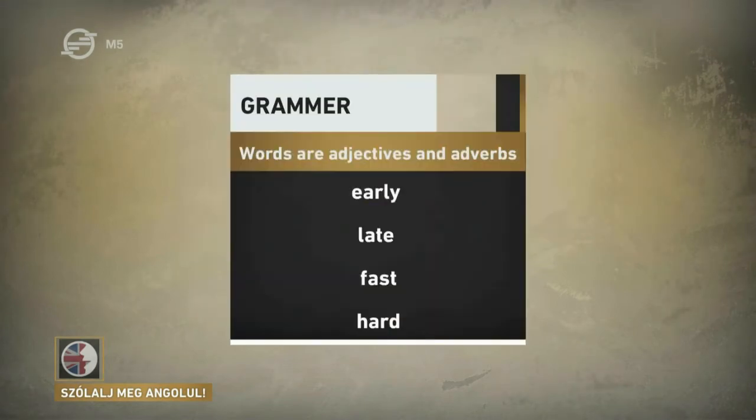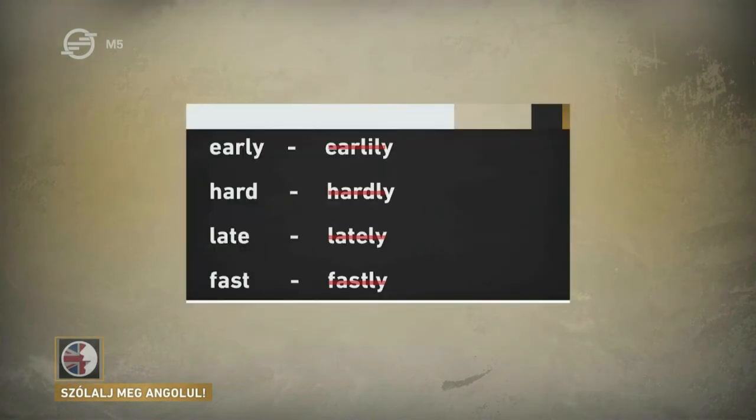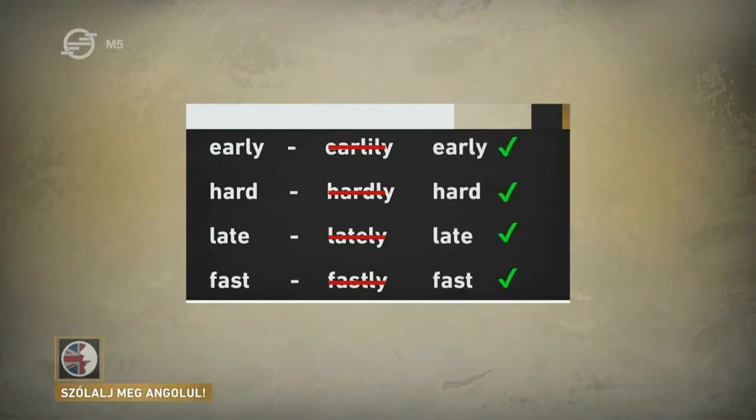There are a few words like this in English. The words early, late, fast and hard are adjectives and adverbs. There is no change in spelling. We don't add anything to the end of the adjective to turn it into an adverb. It's not early and earlily. No, that would be silly. We don't say I went to bed lately, or I worked hardly, or Usain Bolt can run fastly. No. If we want to use these words as adverbs, the spelling doesn't change.